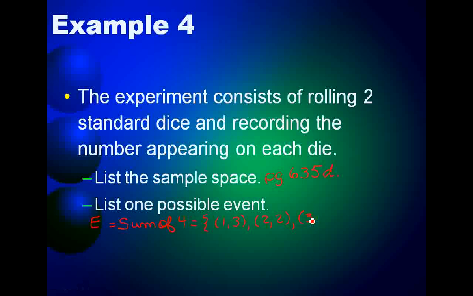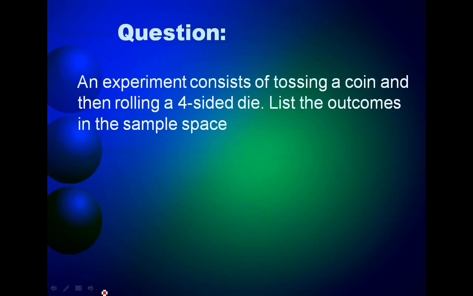So how about if you are tossing a coin and then rolling a 4-sided die? And we want to list the sample space. So tossing a coin, you could get heads or tails. So there are 2 possibilities there. 4 possibilities for the 4-sided die. So we're going to have 8 outcomes in our sample space. So I could have heads with a 1, heads with a 2, heads with a 3, heads with a 4. I could have tails with 1, tails with 2, tails with 3, tails with 4. So that's your sample space.